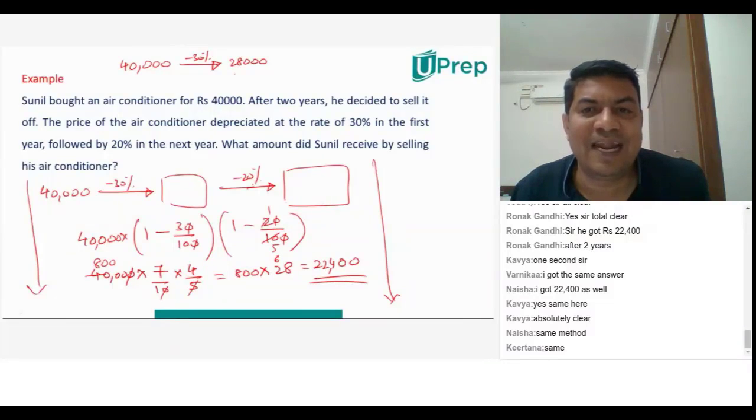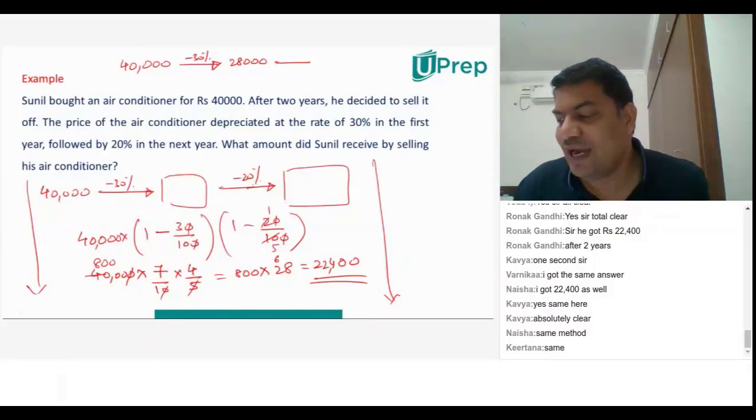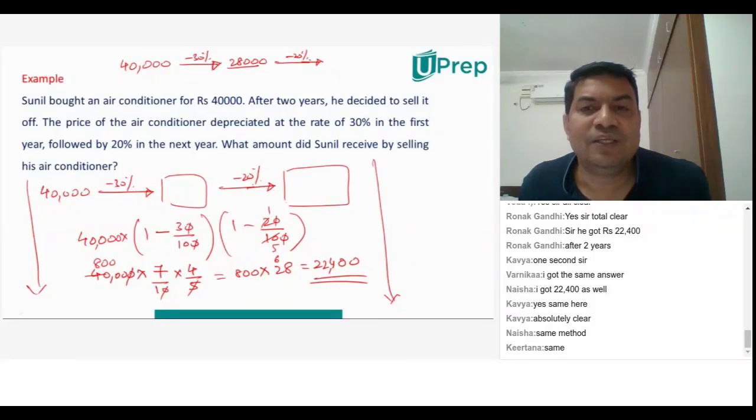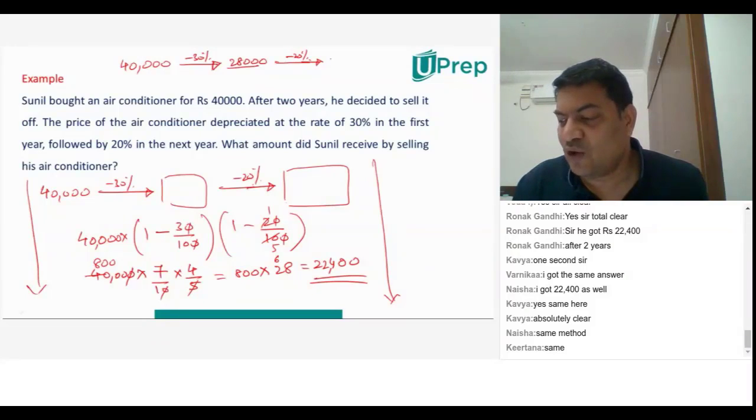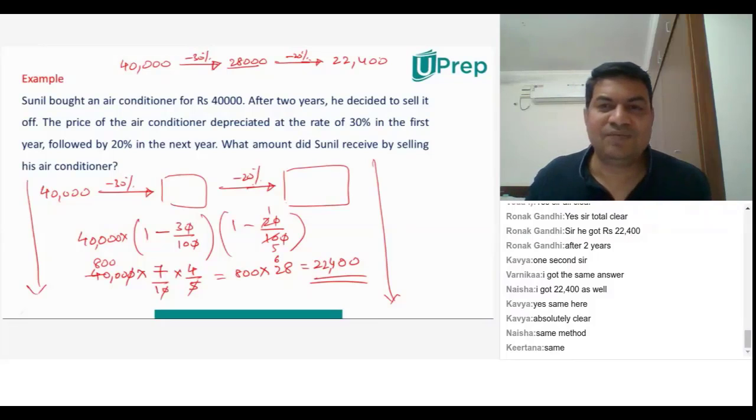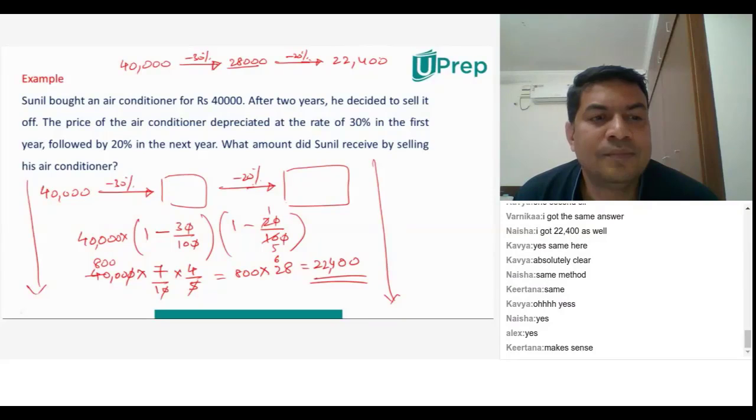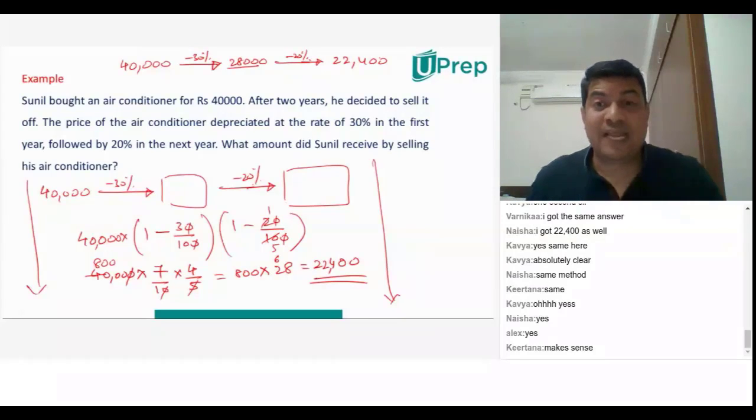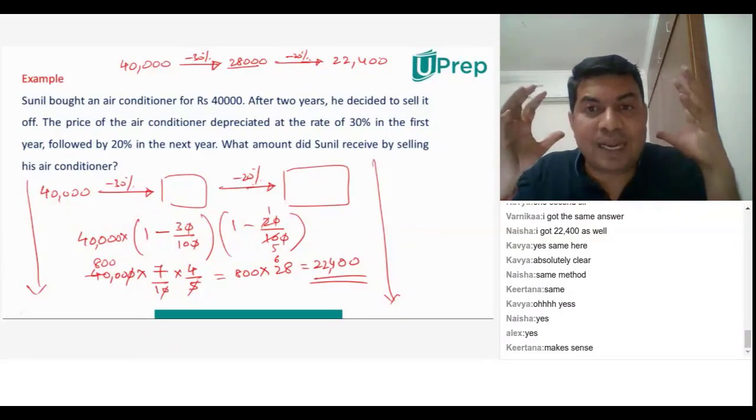40,000 reduces by 30%, so it becomes 28,000, and this further reduces by 20%. Therefore, 20% of this is 2,800 times 2, so 5,600. If I remove 5,600 out of it, it will be 22,400. Does it make sense? If yes, mention yes in the chat box. Yeah, makes a lot of sense. That's how you should look at numbers in life.